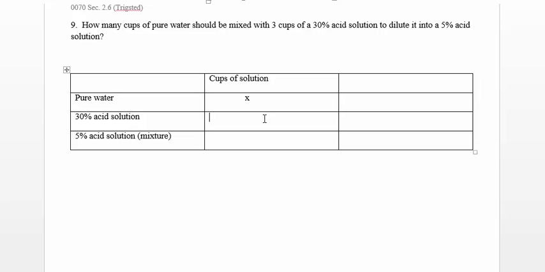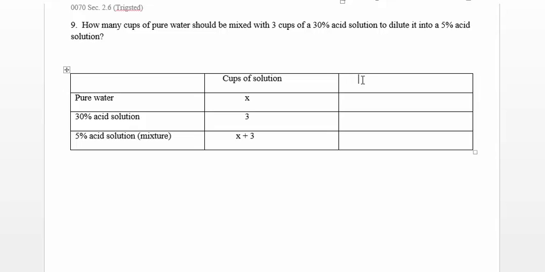Now in the case of the 30% solution, the problem tells us that there are 3 cups of 30% acid solution that are going to be used in this mixture. So when I mix my x cups of water with my 3 cups of 30% acid solution, I'm going to have x plus 3 cups of the mixture that I form. So if you're mixing two things together, however many cups of the one is added to the cups of the other, the sum of those two amounts is going to be the amount in your mixture.